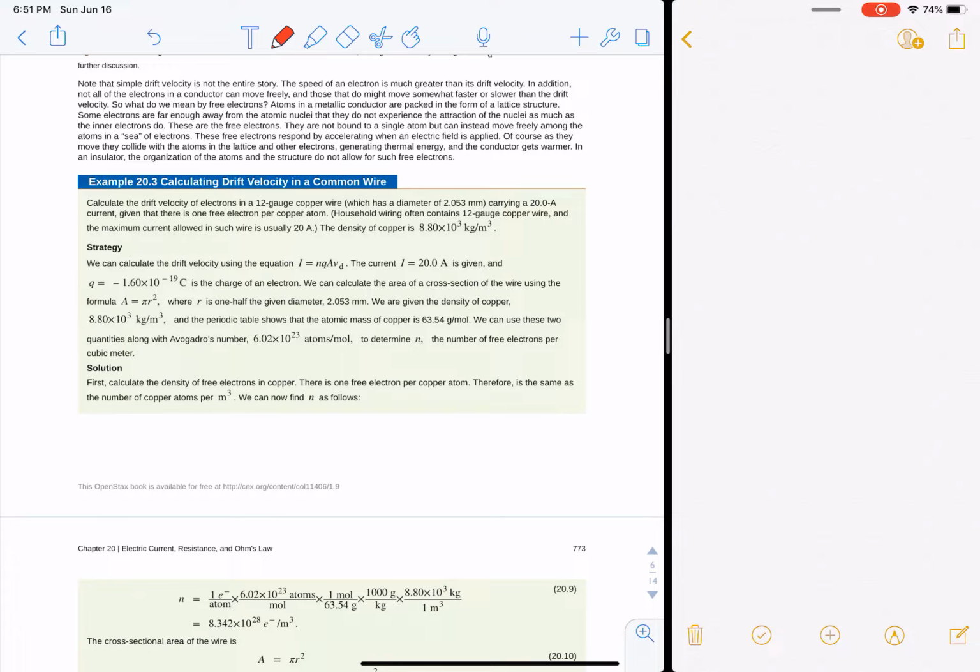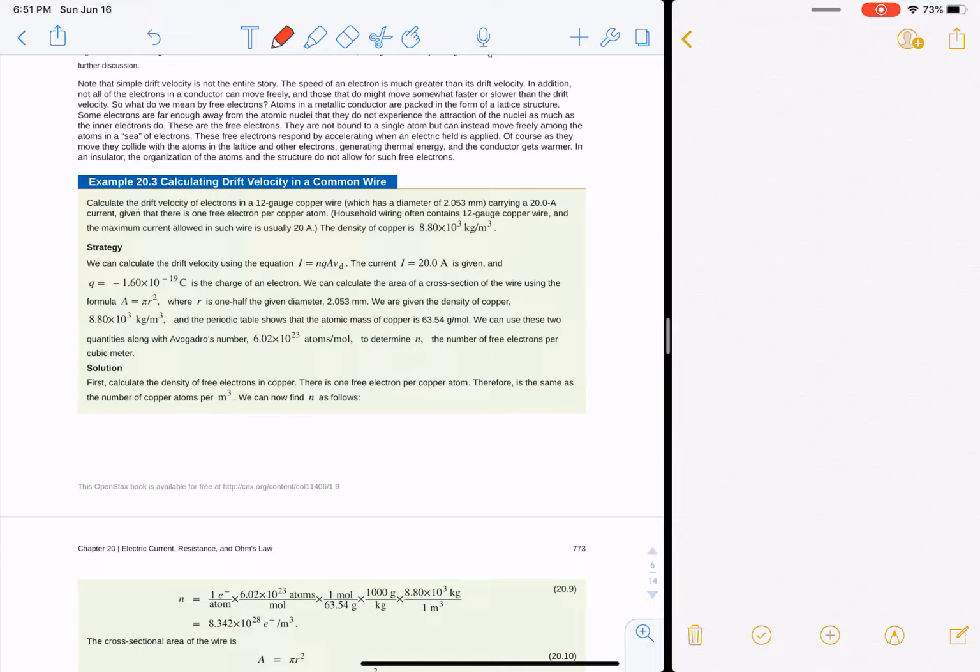Calculate the drift velocity of electrons in 12-gauge copper wire. It has a diameter of about 2 millimeters. If you go to the electrical store and you want to get some wire for something, they'll ask what gauge, and you'll tell them you need 12 gauge. If you look up how much current a 12-gauge wire can handle, that's how you determine it. We want to carry a 20 amp current.